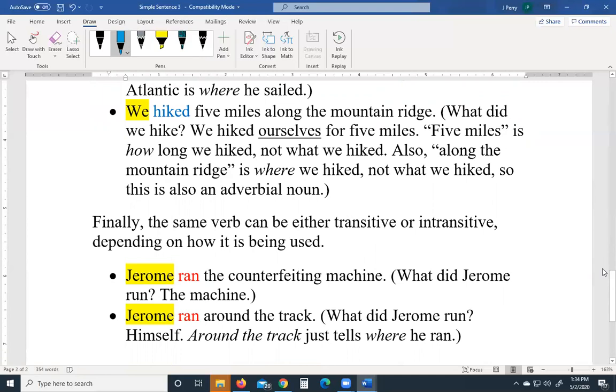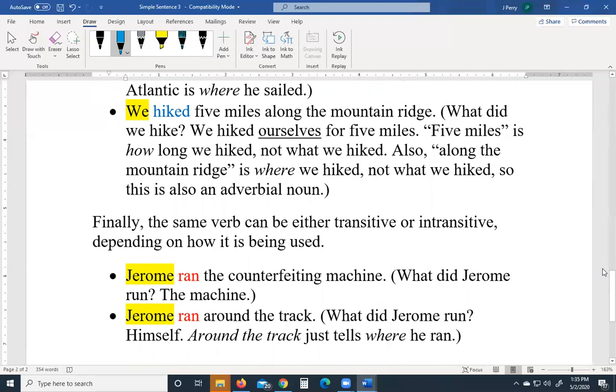What was receiving the action? What was being hiked? That's right, we were. So we hiked ourselves for 5 miles. Really awkward sounding. That's why we don't use this, why we imply ourselves. But this then makes hiked definitely an intransitive verb. So we hiked ourselves for 5 miles.